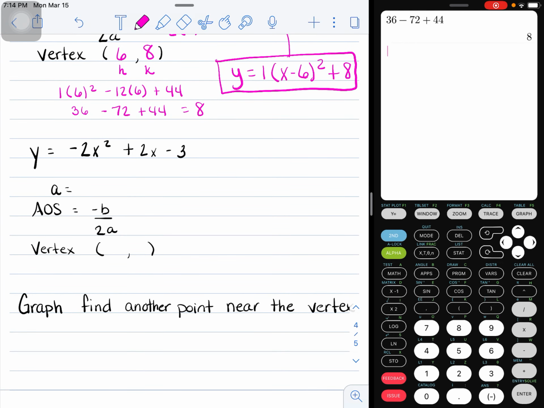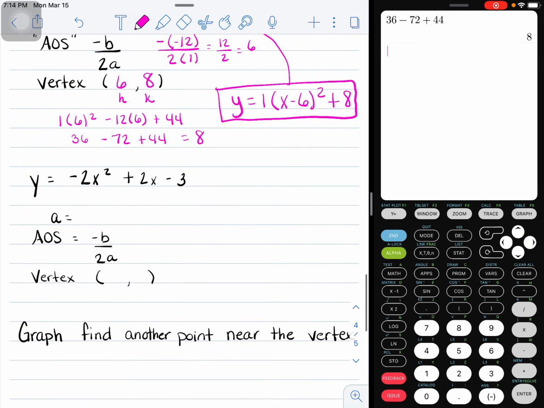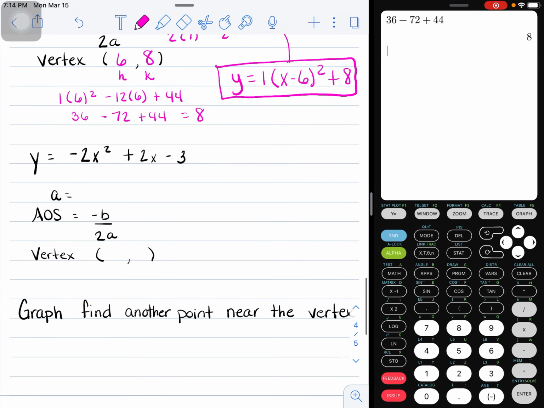Now, if we're going to graph something, we are going to need to know a little bit more. So this one, we're going to go a little bit deeper in how to graph it. So we are first going to write down our a. Our a is -2, because that's going to help us get it to that form. We're going to find our AOS, so negative b, because ours is a +2, over 2 times -2. That gives us a -2 and a -4, which is a +1/2. So we know our x value is 1/2.